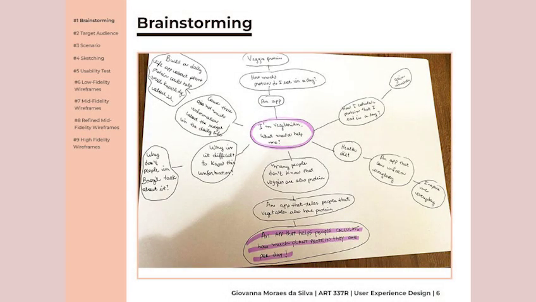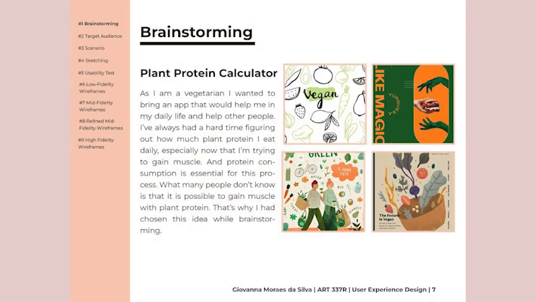First of all, let's begin talking about the goals I established for my calculator app. As I am vegetarian, I wanted to bring an app that would help me in my daily life and help other people. I've always had a hard time figuring out how much plant protein I eat daily, especially now that I'm trying to gain muscles. The goal is to help people count how many vegan proteins they consume in a day in a very easy way.